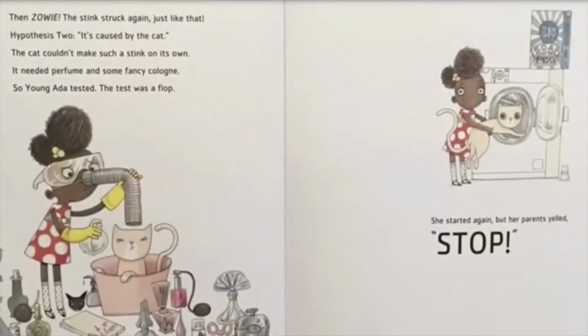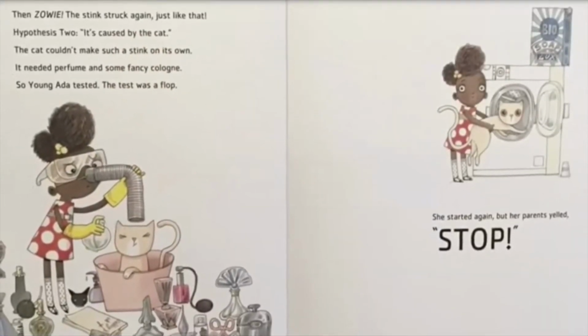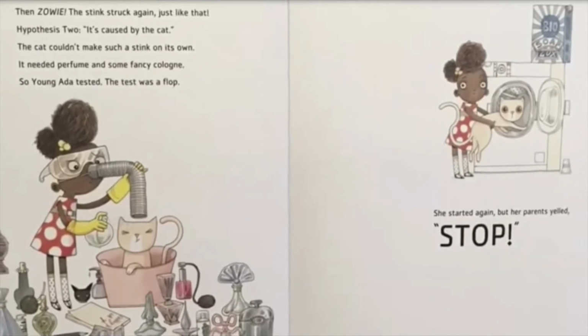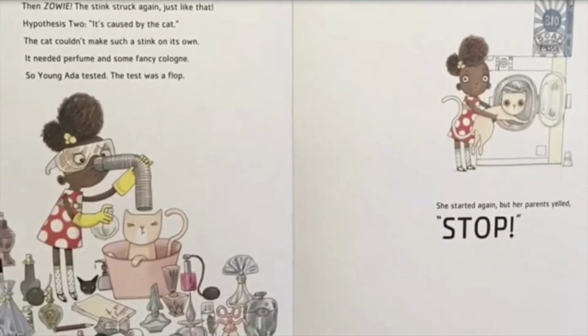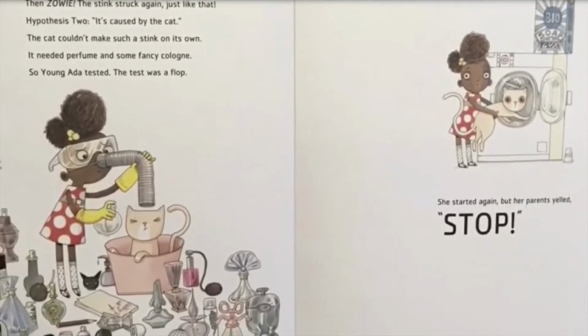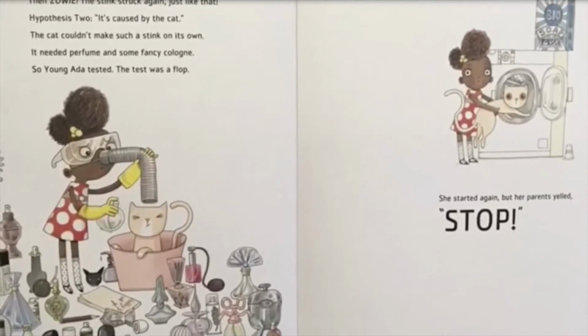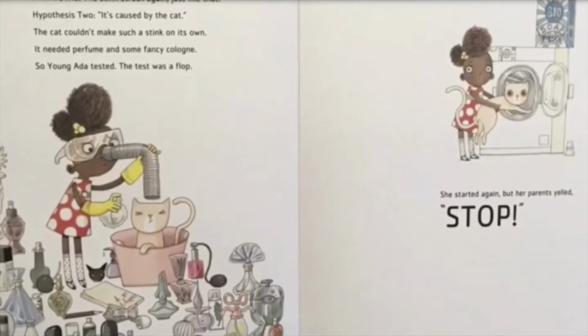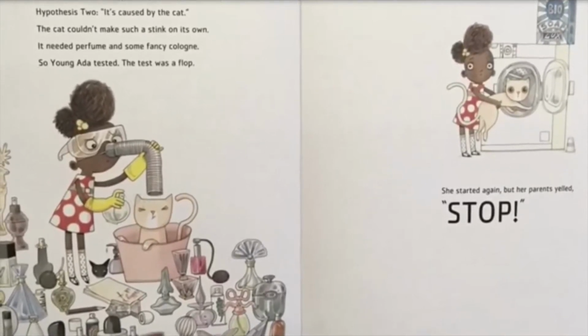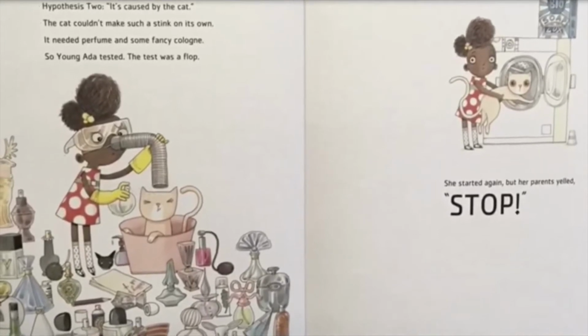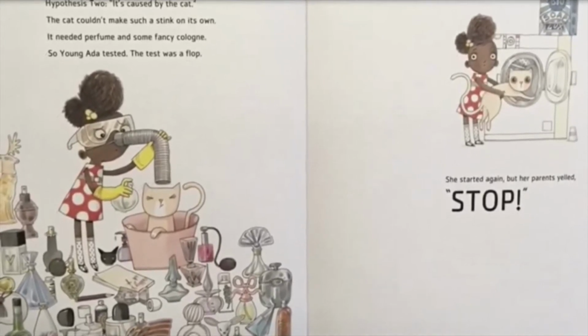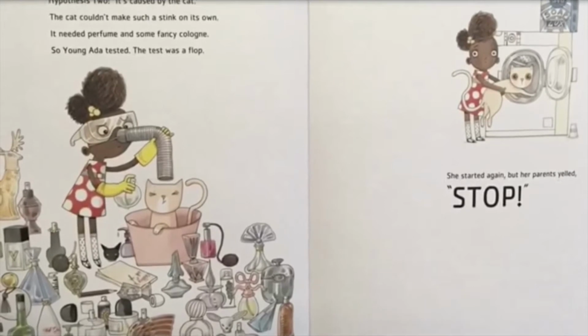Then zowie, the stink struck again, just like that. Hypothesis 2: it's caused by the cat. The cat couldn't make such a stink on its own. It needed perfume and some fancy cologne. So young Ada tested. The test was a flop. She started again, but her parents yelled, "Stop!"